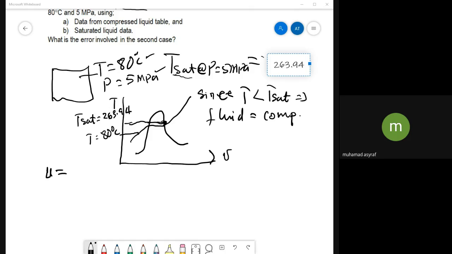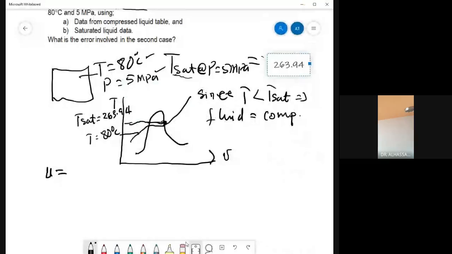Yes, sir. 333.82. I can't hear you well. Maybe okay. 333.82. All right. I got it. Thank you. Okay, so we have it to be this. So that's the solution for the A part, using data from the compressed liquid table.